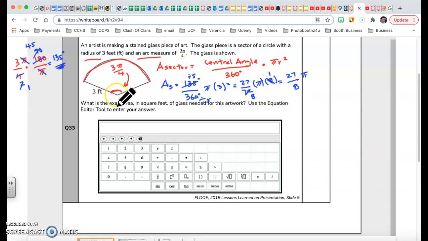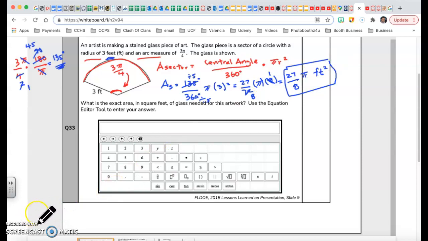So remember, the area is given in units of feet, so my area is going to be square feet. If they ask you for a fraction or a decimal, if they ask for a decimal, they just plug this into the calculator. So my answer, area for the sector, 27 over 8 pi square feet.